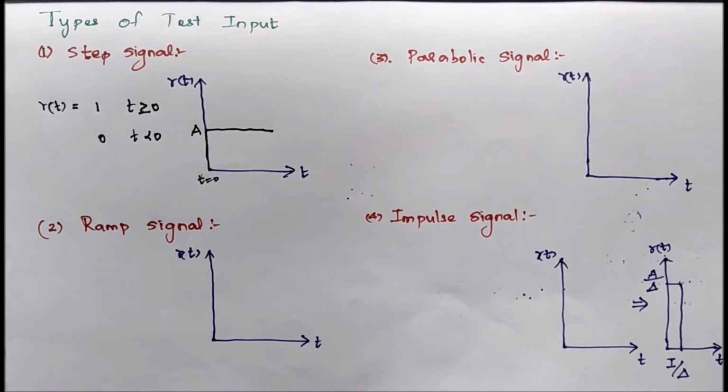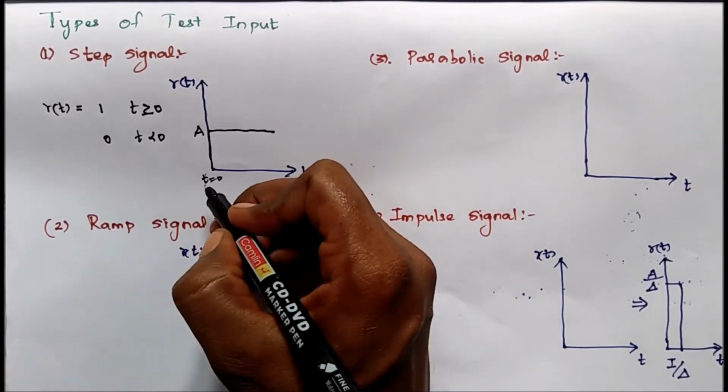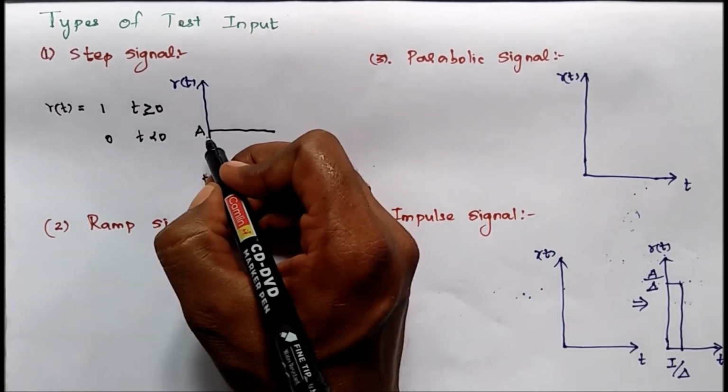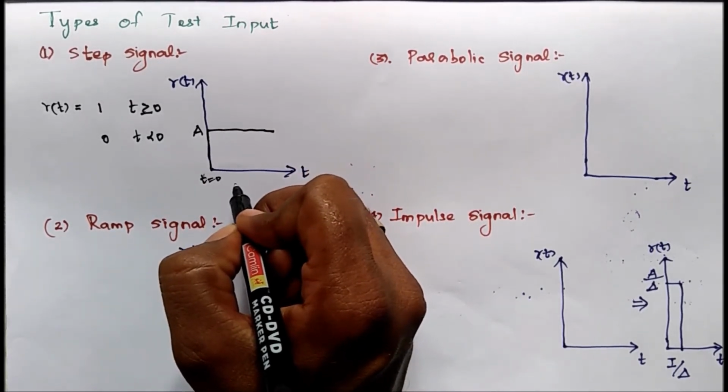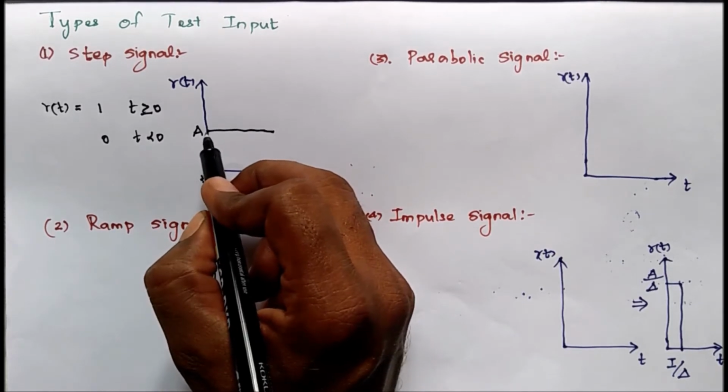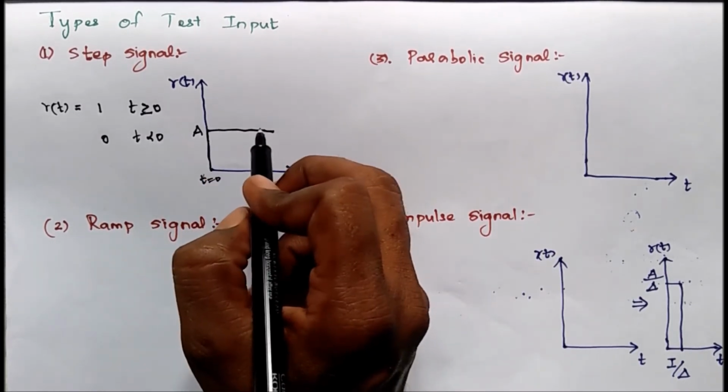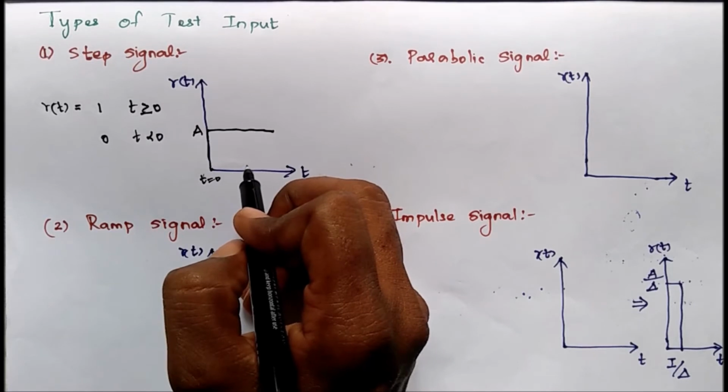In this video, we are going to see about types of test input. So the first one is the step signal. At time t equal to 0, its magnitude is A. When time increases, meaning time greater than 0, it maintains its magnitude constant. There are no changes here. This is a step signal.